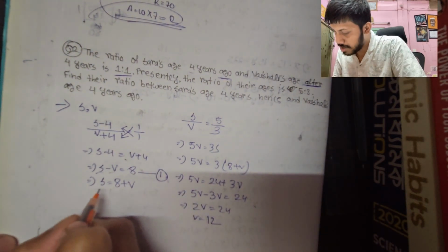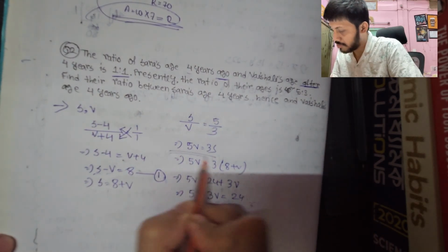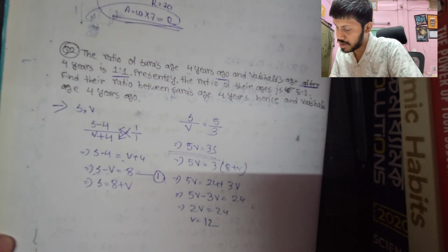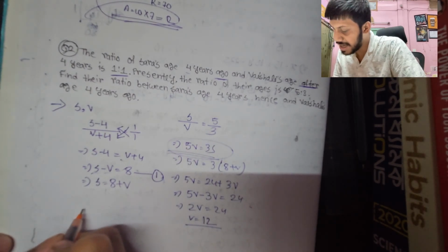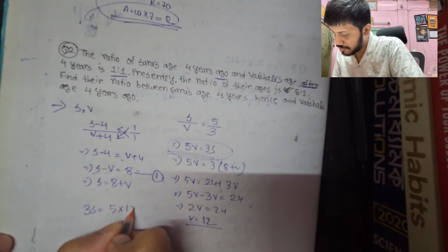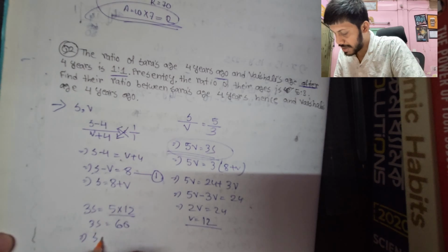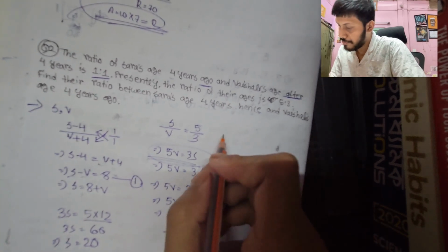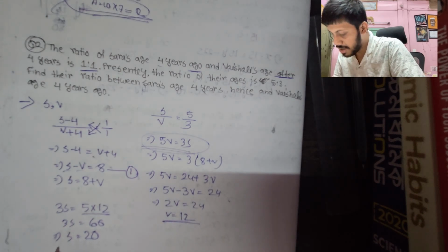So we know that in present the equation of Sarah's age and Vaishali's age is 5V equals 3S. We have the value of V. So 3S equals 5 into 12, so 3S equals 60, S equals 20. So we know the age of Vaishali, we know the age of Sarah.